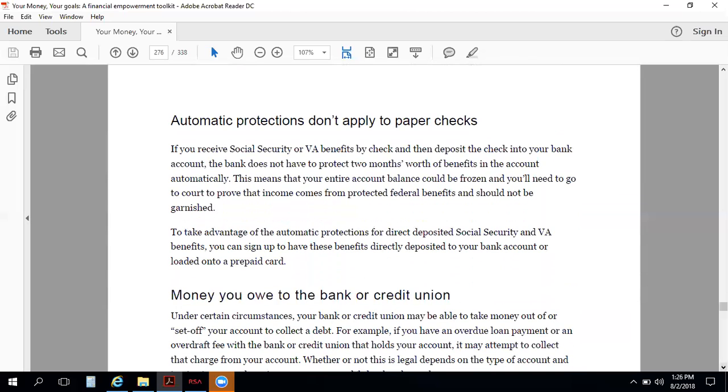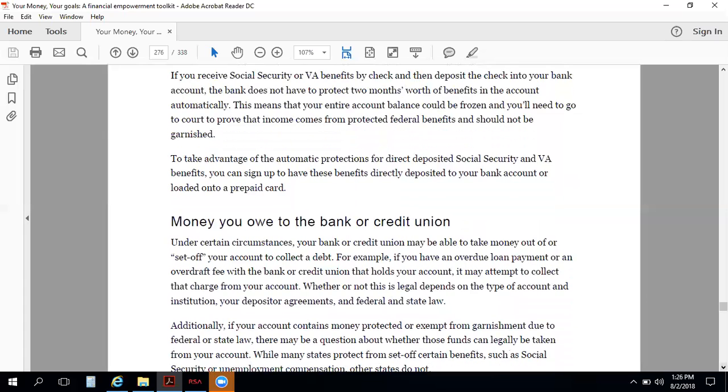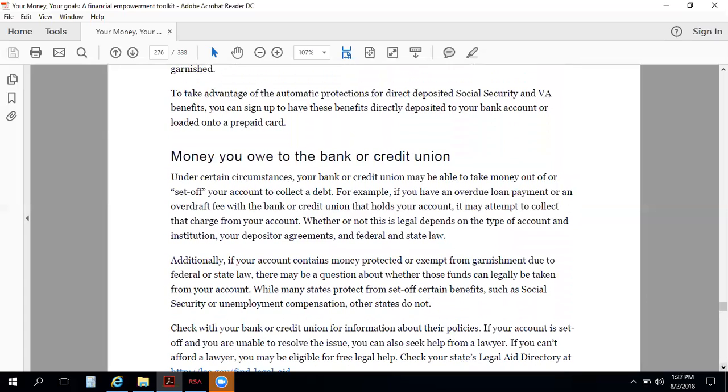And it's just reminding us that automatic protections don't apply to paper checks. And these days, Social Security is not doing a paper check. If they're Social Security or VA benefits, it's usually either direct deposit these days, or people can get their Social Security benefits deposited on that prepaid card that they would use as a debit card. So that's usually not something that you have to worry about if somebody's on Social Security.